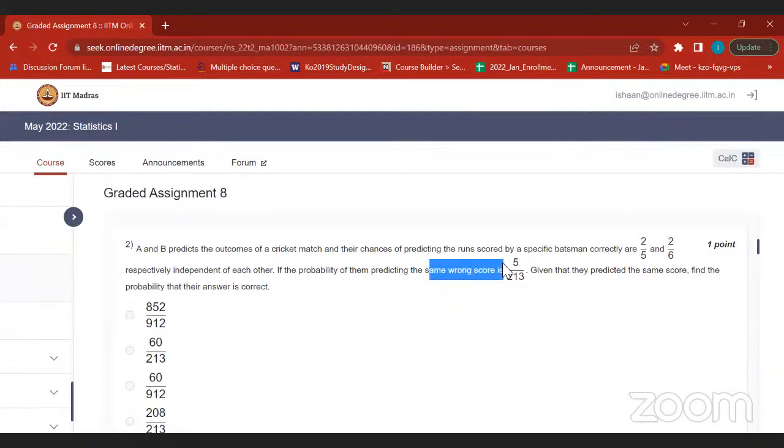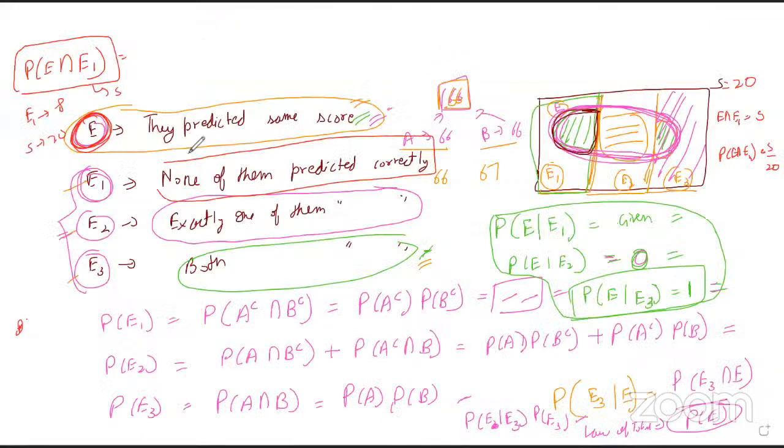No, see, in same wrong score, but here we are merging these two events. Given they predicted the same score, we have to find out whether none of them predicted correctly. Yes. I got your point as well, but these are the things. See, when I was doing this question, I didn't face this doubt of E intersection E1, because I am habitual of doing this. I have done a lot of these questions, I know that is what it means.